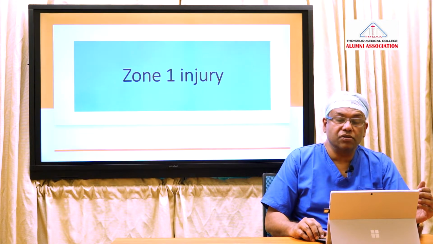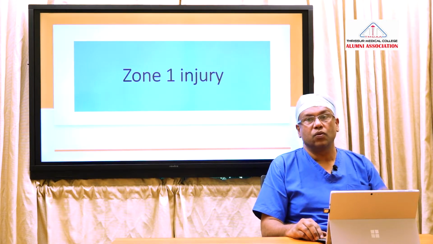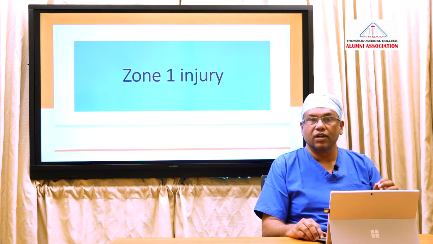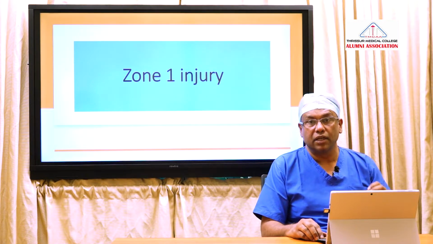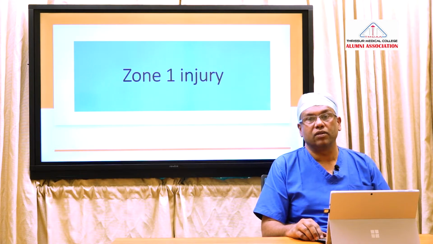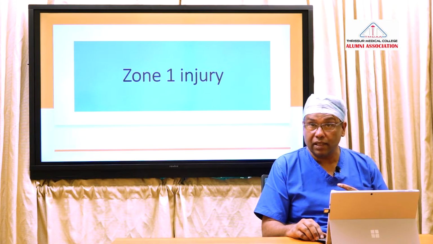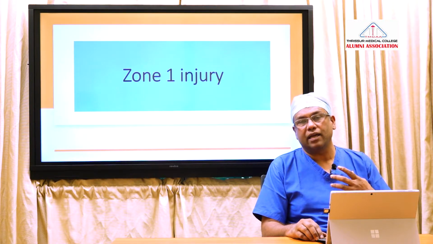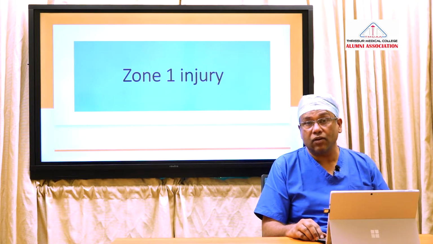Now, when we go to the zone 1 injury, what is the most common injury? The most common injury in zone 1 is rib fractures, the fractures of the ribs. I'm sure that most of us are familiar with it. But when you're having fractures of the ribs, we need to know the basic things about them. The foremost is, you know that there are 12 pairs of ribs on either side attached to the sternum, isn't it? And these ribs have peculiar characters in the different parts or zones of the rib cage.